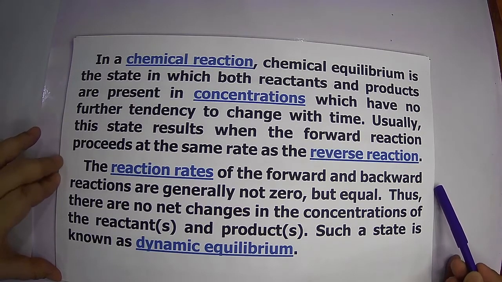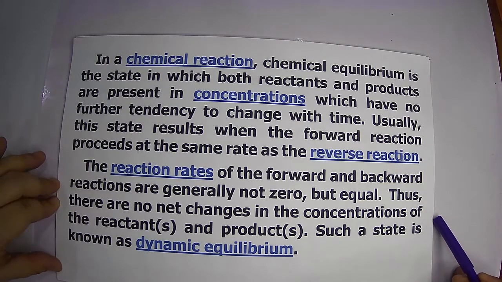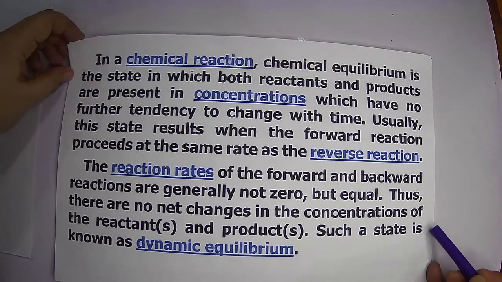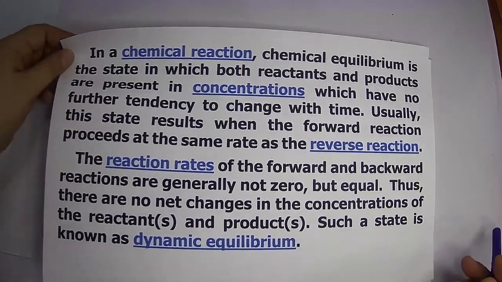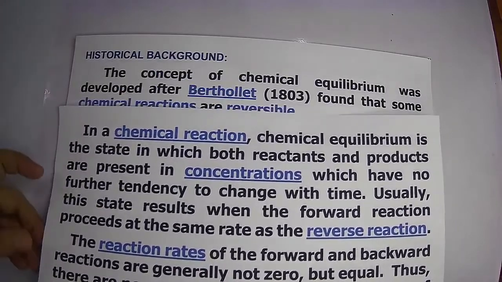The reaction rates of the forward and backward reactions are generally not zero, but equal. Thus, there are no net changes in the concentrations of the reactants and products. Such a state is known as dynamic equilibrium. Okay, at this point, let us take a look at the historical background of chemical equilibrium.